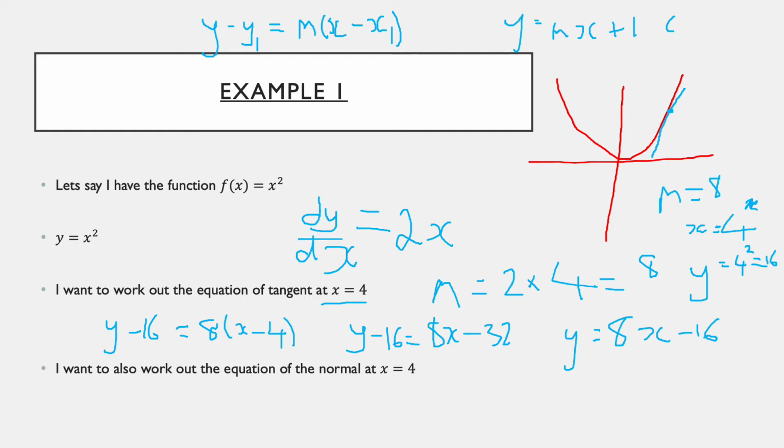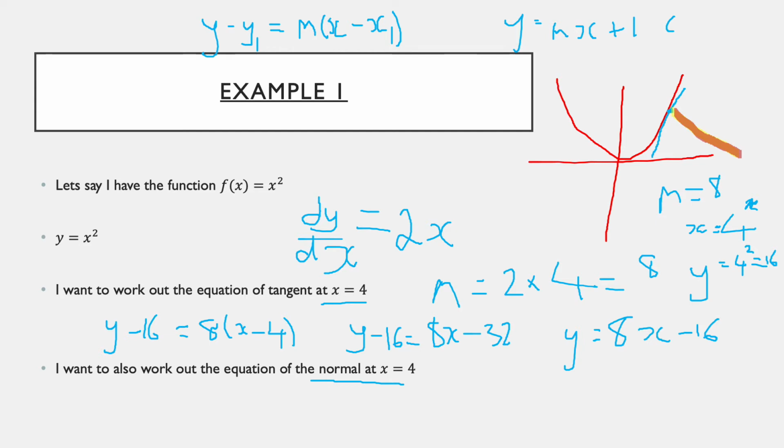Okay, next part, I want to work out the equation of the normal at x equals 4. So the equation of the normal, guys, is perpendicular to the tangent. So it's asking for this line here essentially. The bit that's in yellow is the equation of my tangent. I've put it in darker orange there. So it's the negative reciprocal of my tangent gradient.